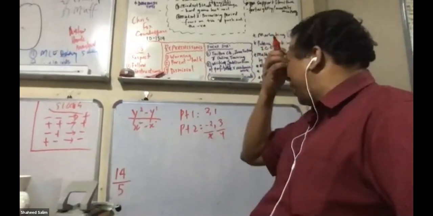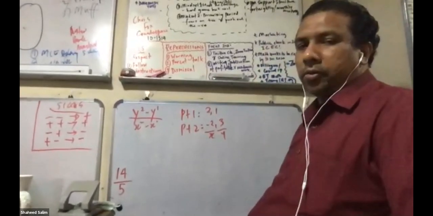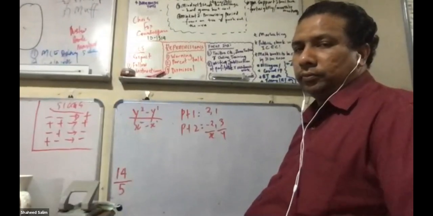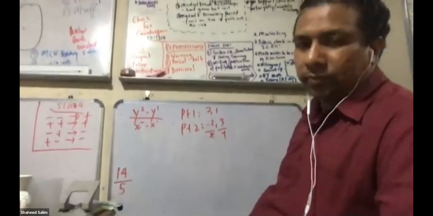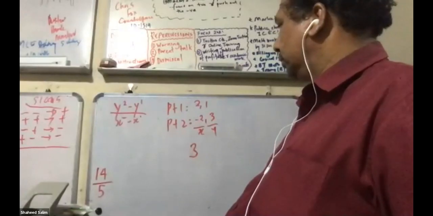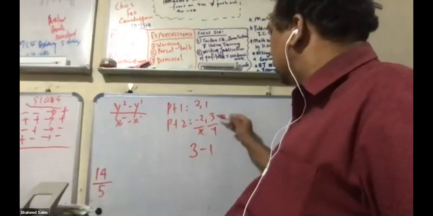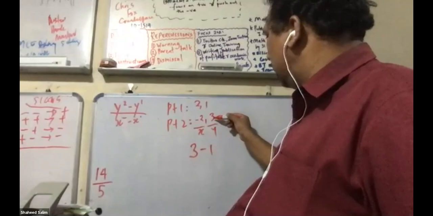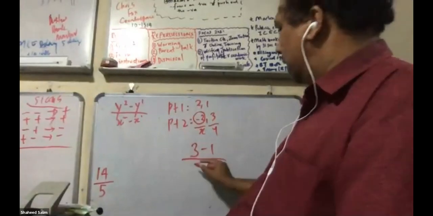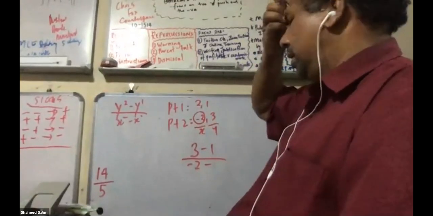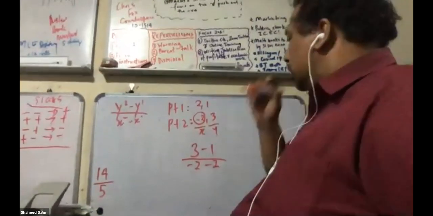So y2, Inshira, what is the value of y2? There's one of the four numbers here. Which one? This is y. 3. Good. Y1? 1. So y2 is 3, y1 is 1, so we minus. Ryan, what is x2? -2. -2 minus x1. Ryan, what is it? 2. So -2 minus 2.